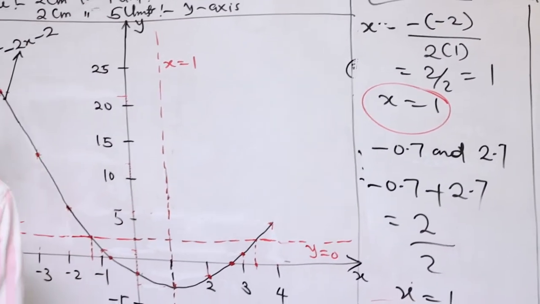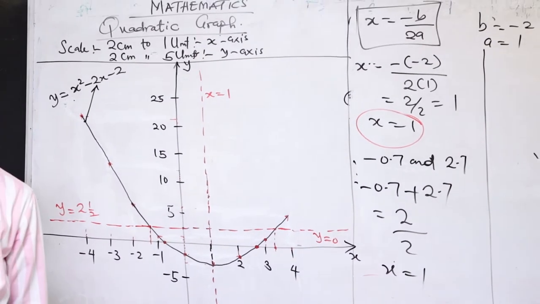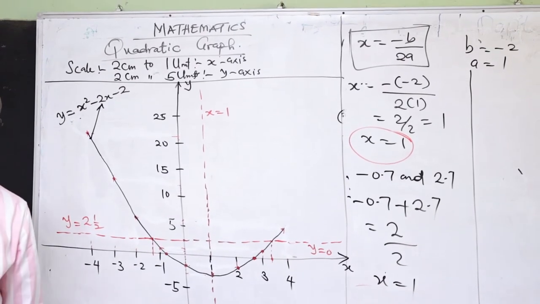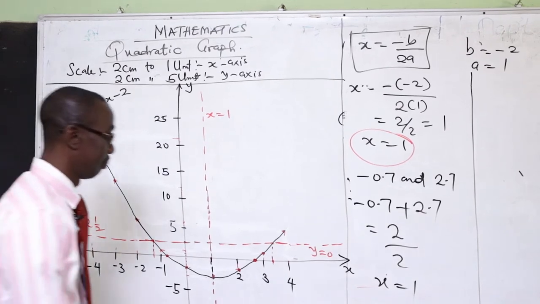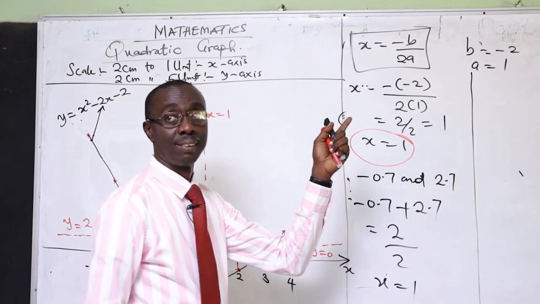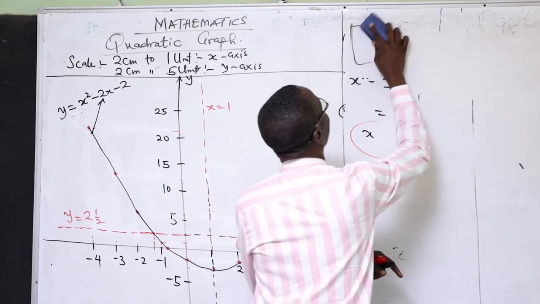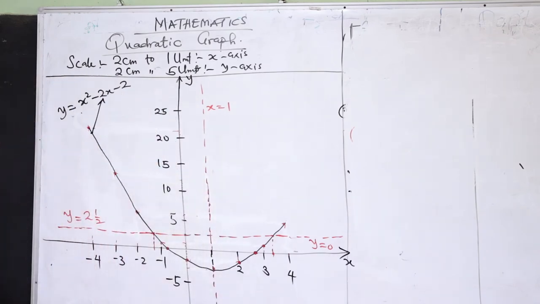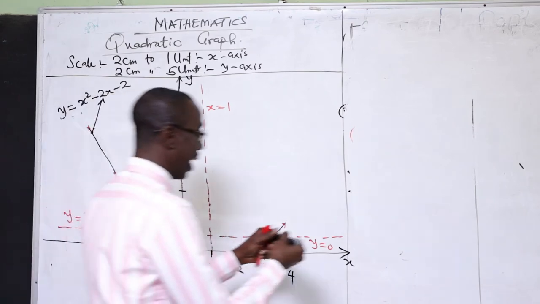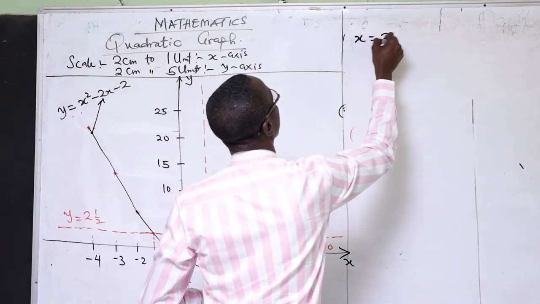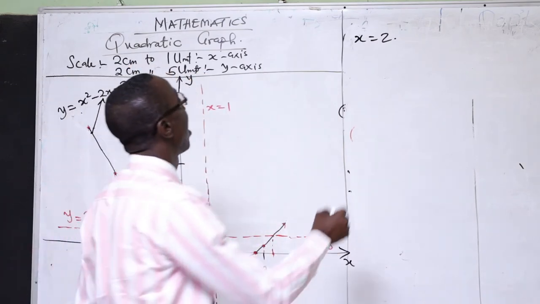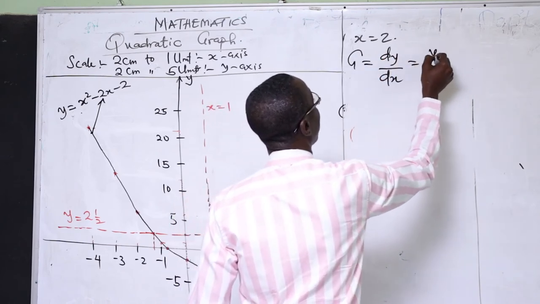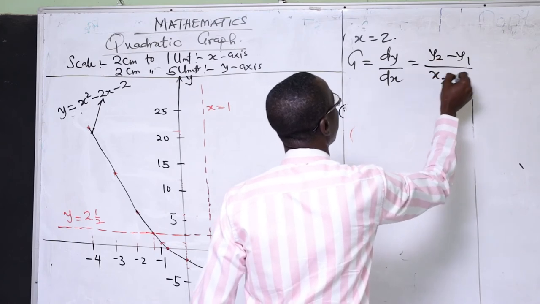All right, can we move forward now? Yes, sir. I can rub this off very fast. Yes, what's the next? Find the gradient of the curve at point x equal to 2. How do we find gradient? Maybe we have forgotten. Gradient is the same thing as y2 minus y1 over x2 minus x1, which is also the same thing as the slope of a particular curve at that particular point. Am I still communicating? Yes, sir.